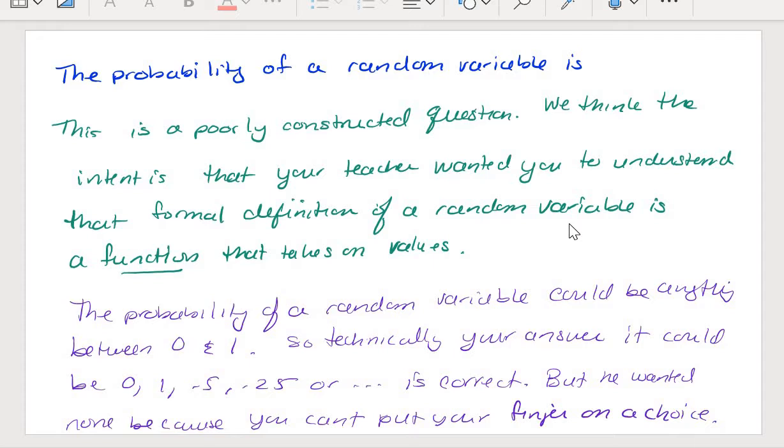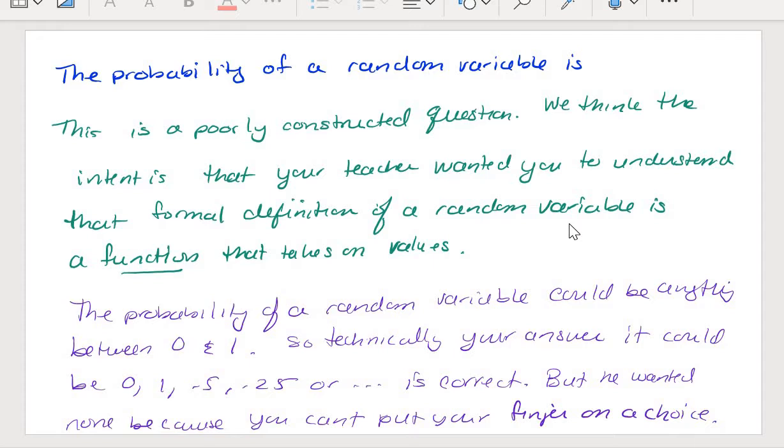To mom's. So the first question you had was about the probability of a random variable, and it had a bunch of answers. When I say we, Ajay and I think this is a poorly worded question, because we feel the intent your teacher had was to understand the formal definition that a random variable is actually a function that takes on values.